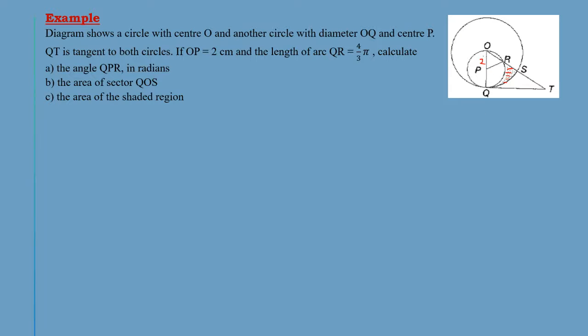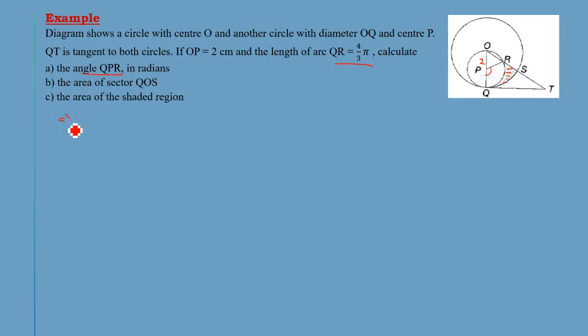And the length of the arc QR, the arc for the small circle, is given to you as 4/3 pi. So what they ask you to find is the angle QPR. So it will be against the length of the arc. So we want to find this angle.